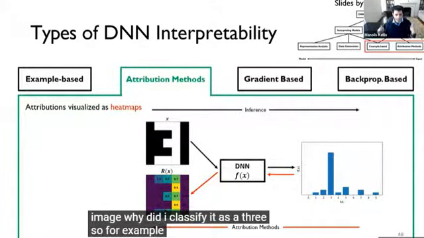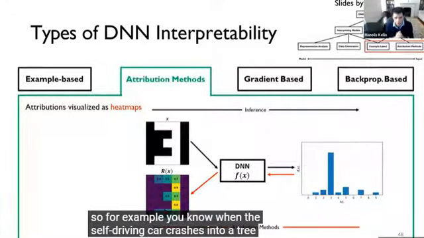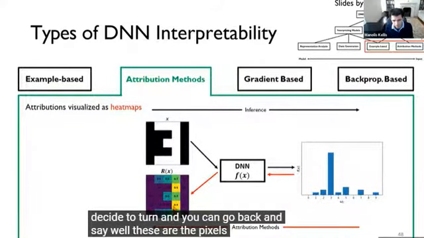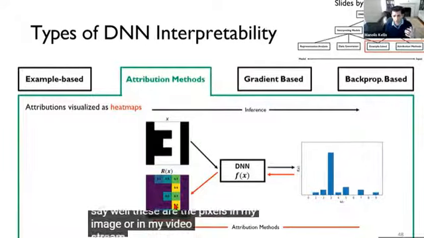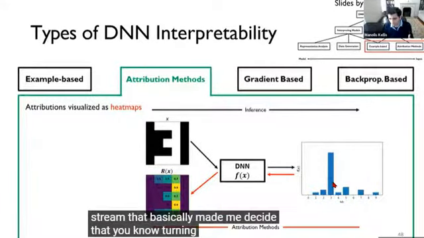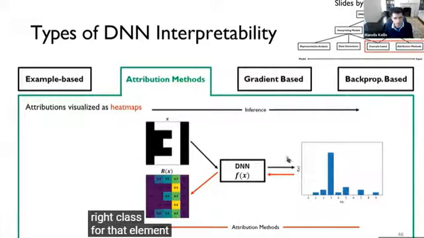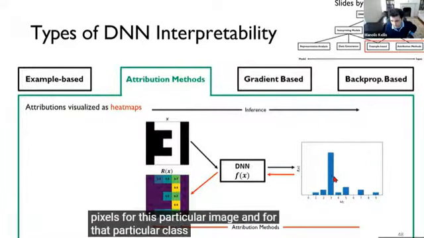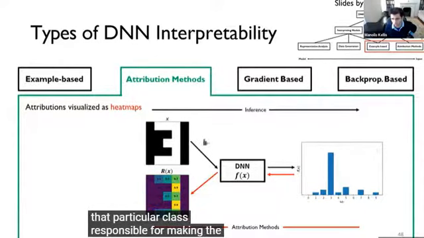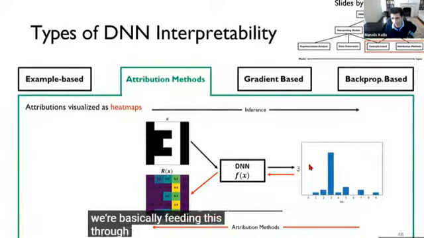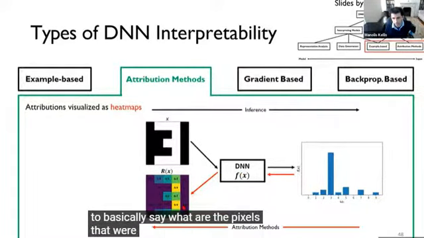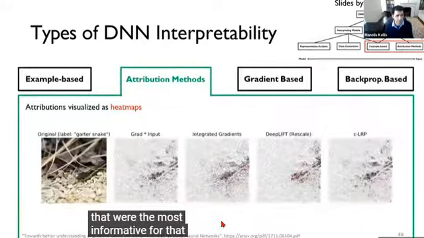For example, when the self-driving car crashes into a tree, you can say, well, why did you decide to turn? And you can go back and say, well, these are the pixels in my image or in my video stream that made me decide that turning right was the right class for that element. So we're looking at how these individual pixels, for this particular image and for that particular class, are responsible for making the decision. We're feeding this through the function and then working backward from the function to say, what are the pixels that were the most informative for that?